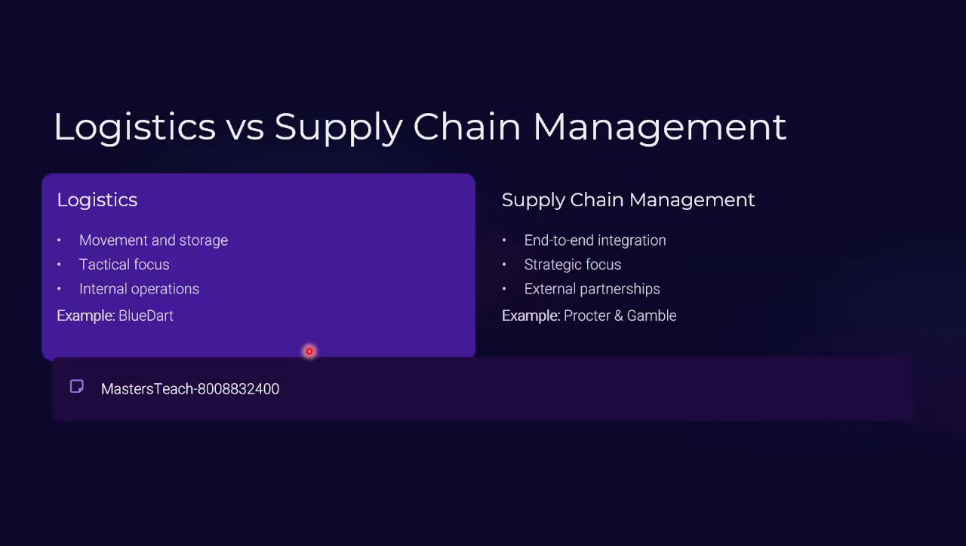Then logistics versus supply chain management. Logistics means movement and storage of goods. Then it is focused on tactical things, and it is the internal operations. So logistics includes movement and storage, tactical focus, and internal operation. Example, Blue Dart.